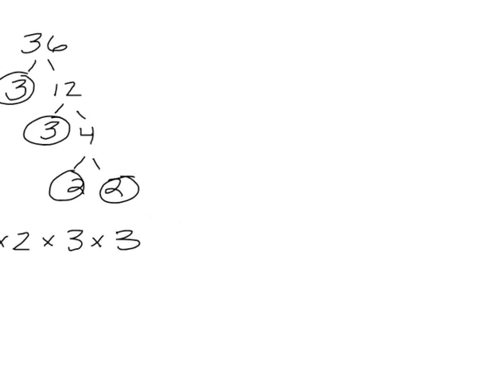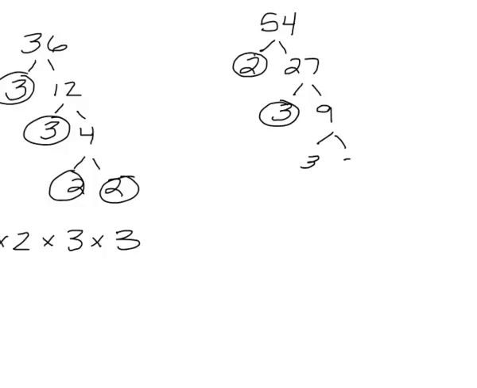Let's do the same for 54. Again, remember when you're using a tree diagram to use any factor that's obvious to you, because your final prime factorization will be the same as mine. So the prime factorization of 54 is 2 times 3 times 3 times 3.